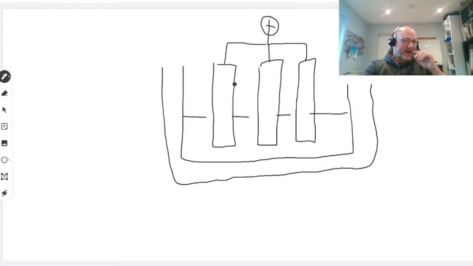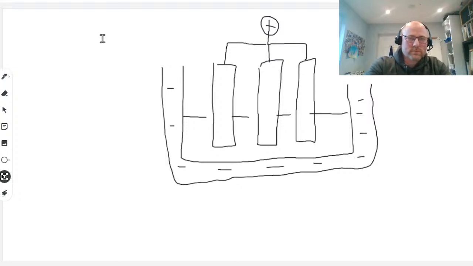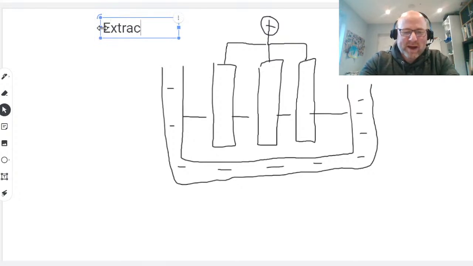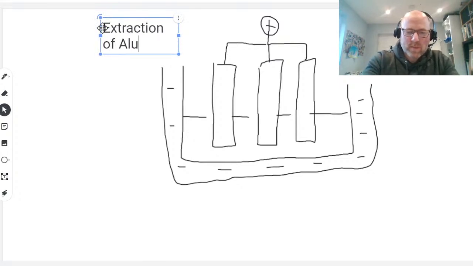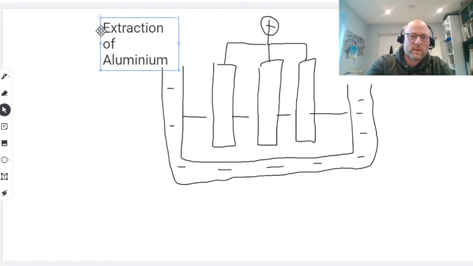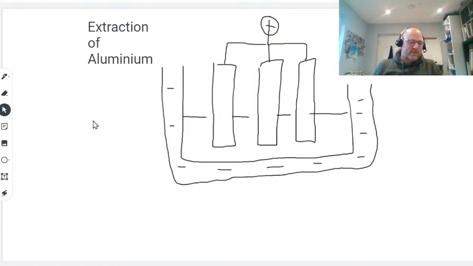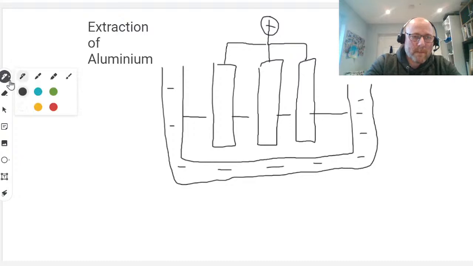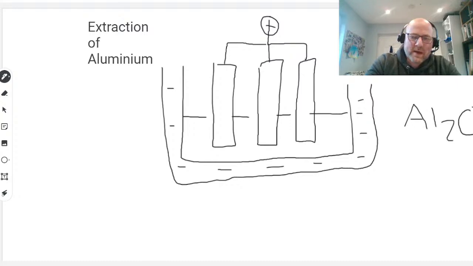Okay, people, does anyone have an idea what this weird electrolysis is for? This is for the extraction of aluminium. Okay, so you need to know about the extraction of aluminium. And we get aluminium from aluminium oxide. Does anyone know why we can't extract aluminium using carbon?